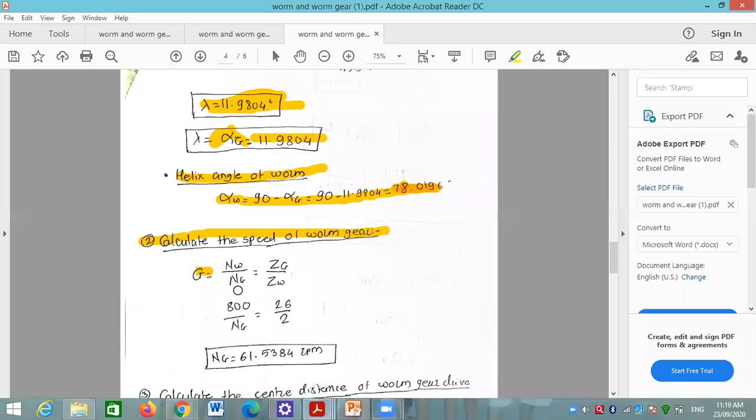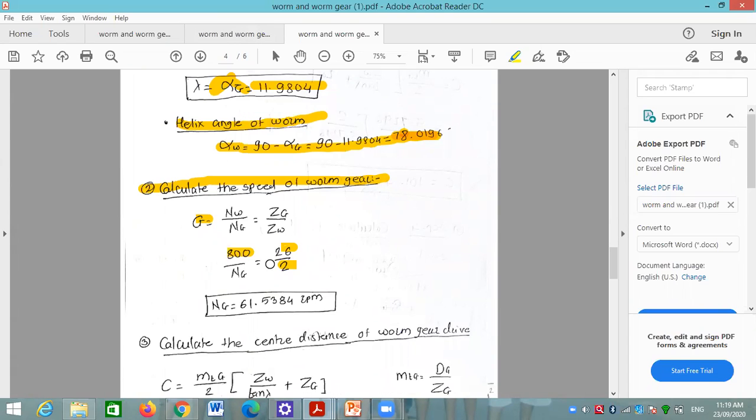Now, the speed of the worm is 800 RPM. We have to calculate the speed of the gear. The number of teeth on the gear is 26. Number of teeth on the worm is 2. Here our worm is just 2 start, therefore we take the number of teeth on the worm as equal to 2.